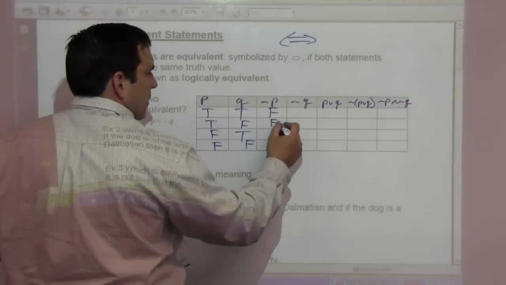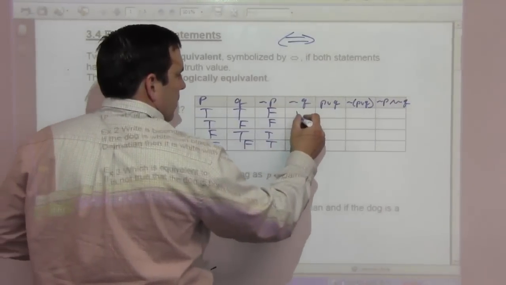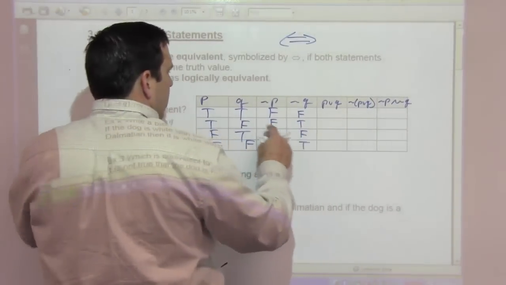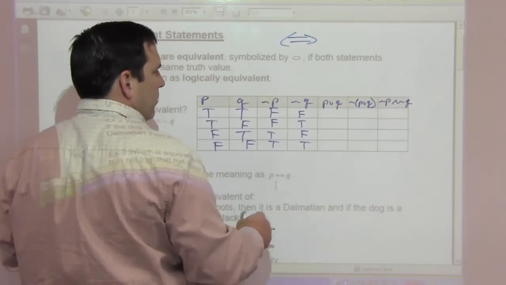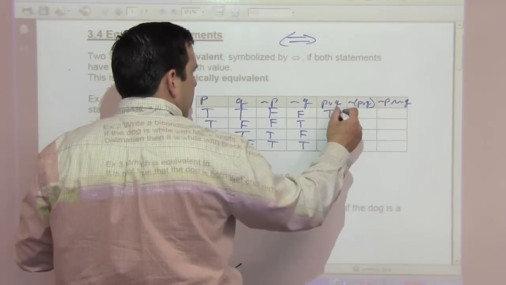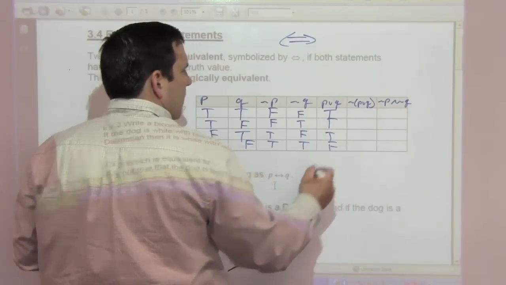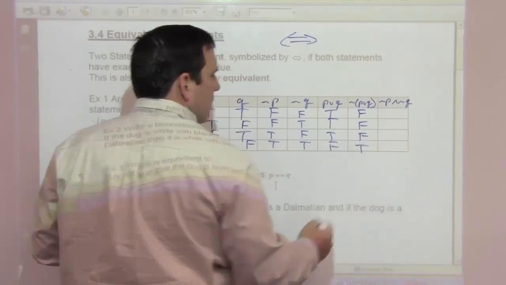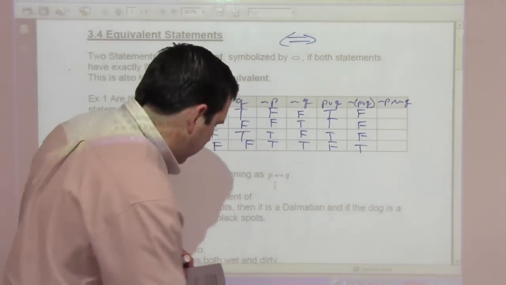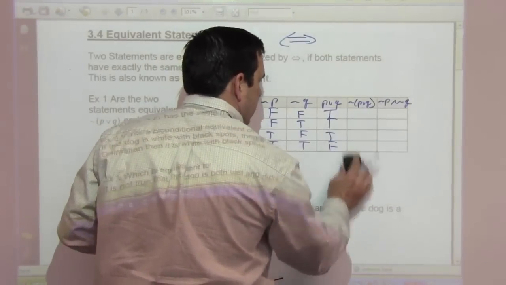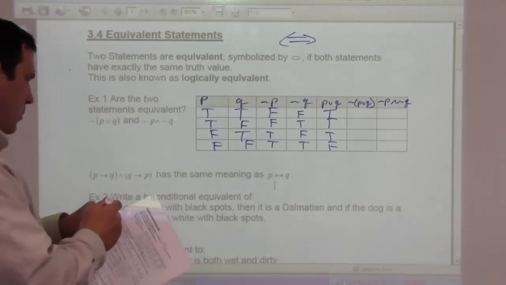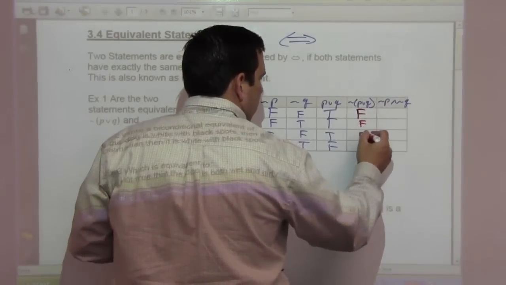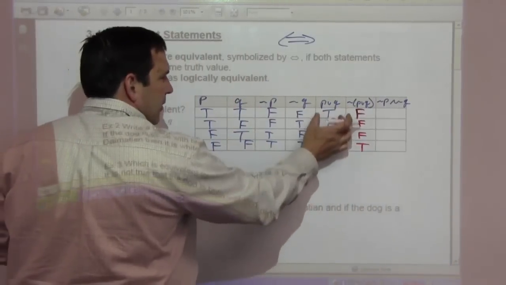It's going to be false, false, true, true. This is going to be false, true, false, true. P or Q, just one of them has to be true. That's going to be false, true, true, true. Its negation would be true, false, false, false. I'm just doing the negation of this column.